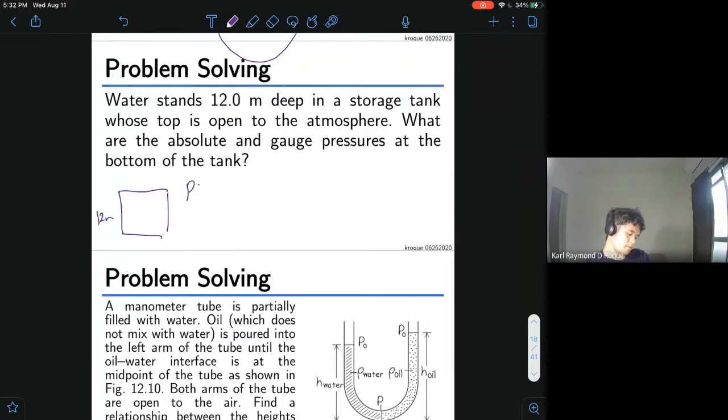P equals P naught plus rho GH. So, at the top, absolute pressure is, dahil zero yung height, hindi siya bababa eh. Nasa taas lang siya. P naught. 1 atmosphere.